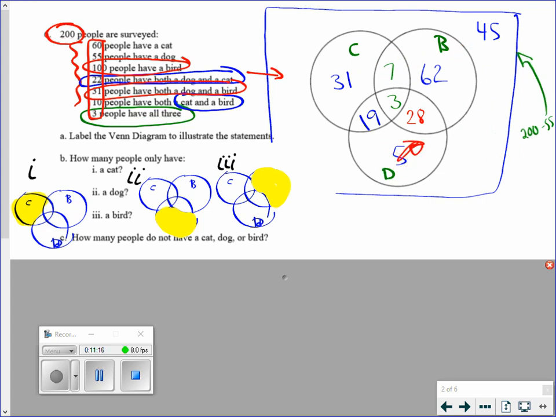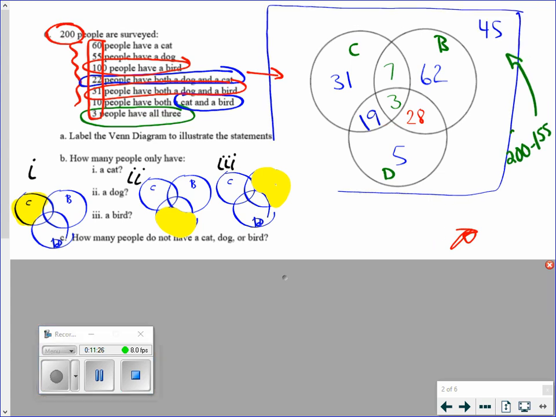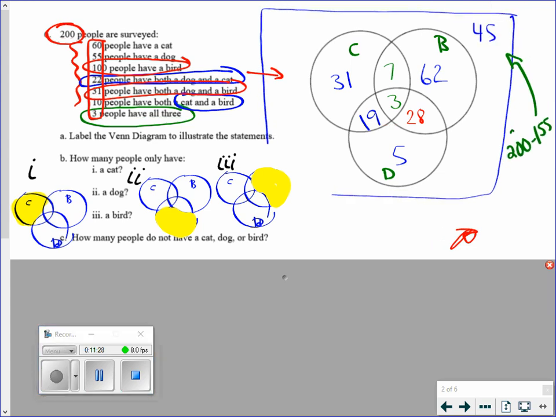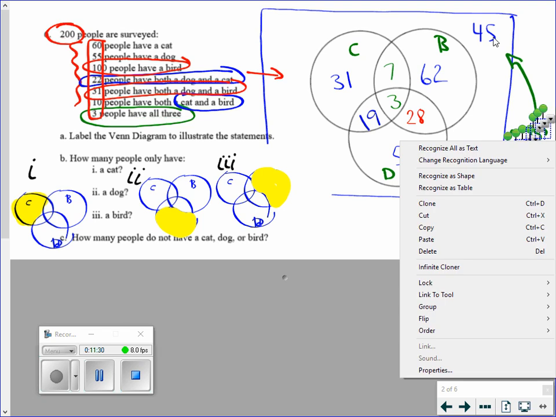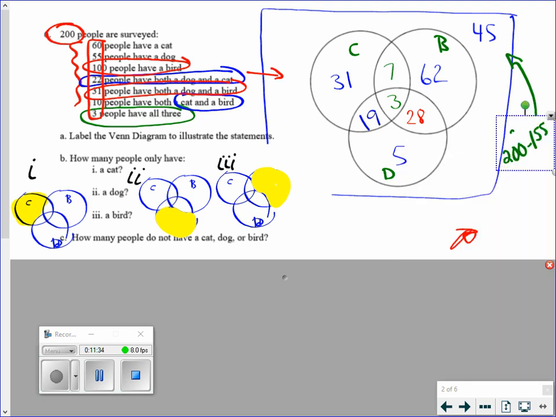Well, that can't be because I have 62 just sitting right there. So let me go back and check this number. I think that might be an error. Okay, well, the good news is the 45 was correct. Just what I wrote over here, how I got it, was incorrect. Once I added up all these numbers, I had 155. So I subtracted that from 200, and that gave me that 45.